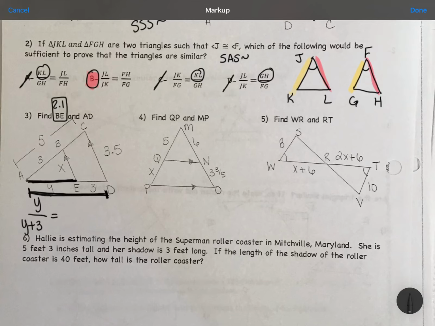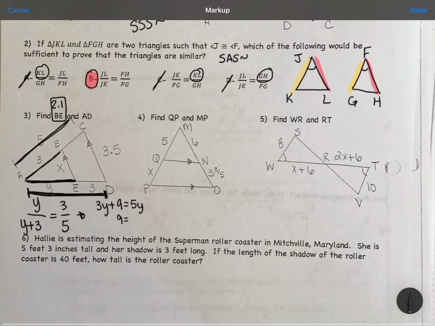Equals, and now I can do the 3 and the 5. So small triangle over big triangle. So when I multiply this, I got 3y plus 9 equals 5y. I can subtract the 3y and I get 2y. And I divide by 2 and I get y to be 4.5. So because y is 4.5, I want to know what the side length of AD is. AD, remember, was y plus 3. So what's 4.5 plus 3? 7.5. So you just have to write a proportion based on corresponding side lengths.